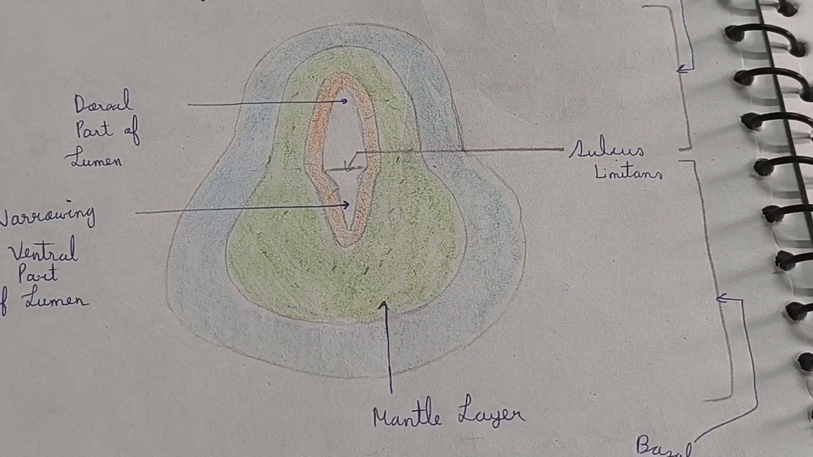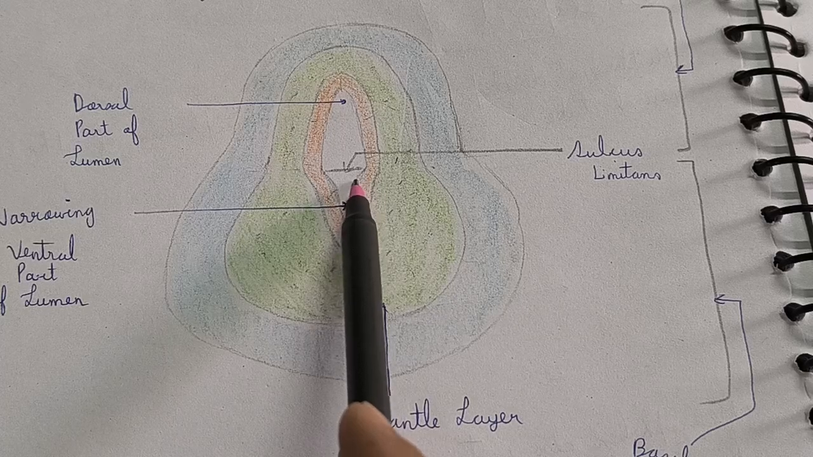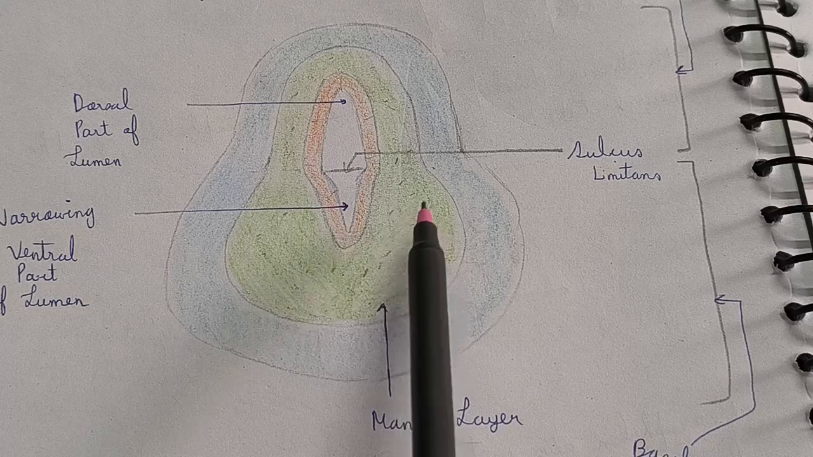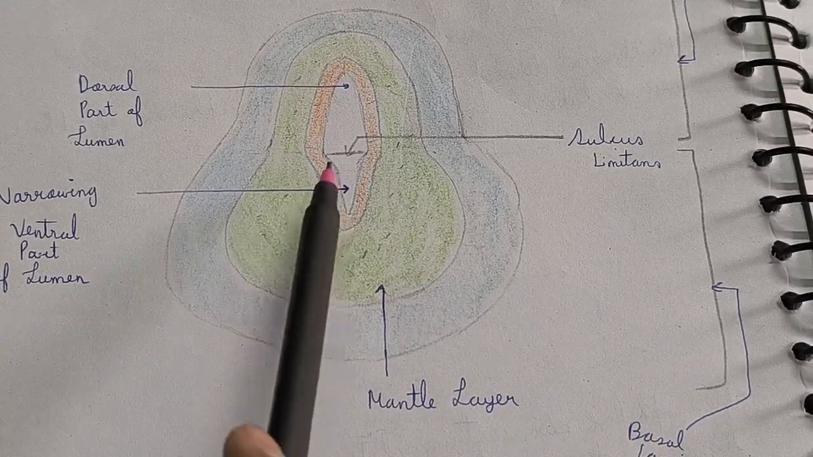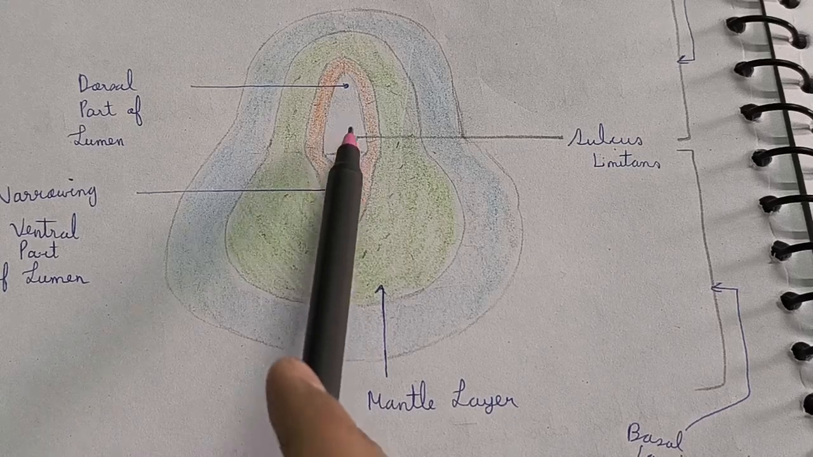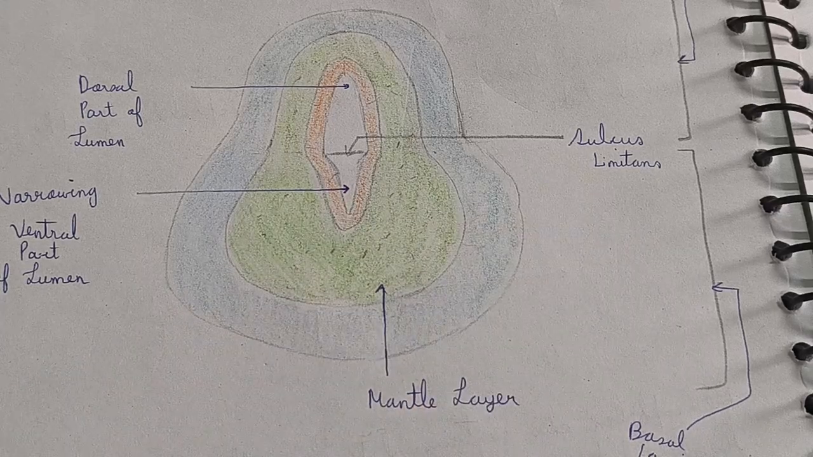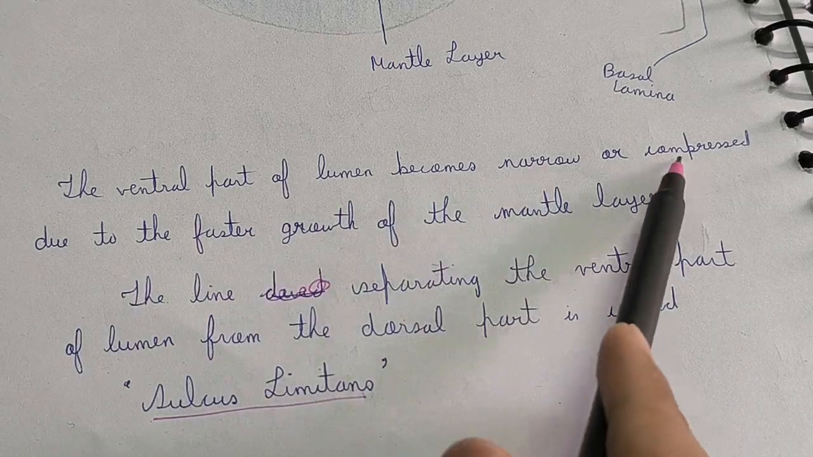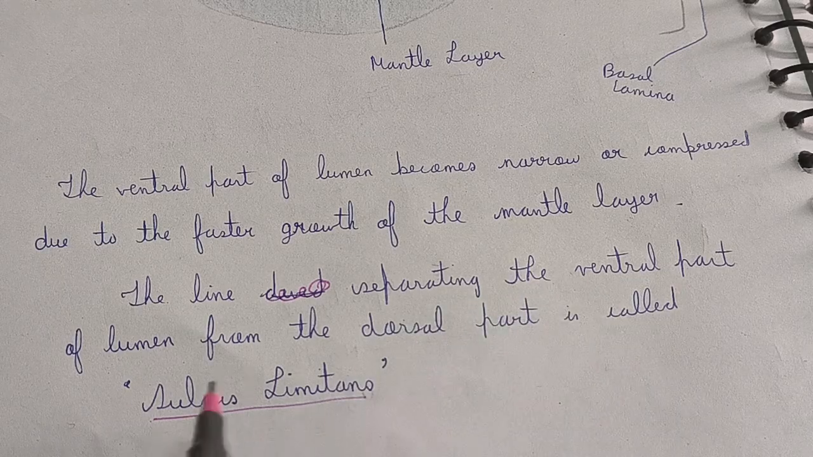Now seeing this diagram, the ventral part of the lumen has become compressed or narrowed. Why? As you already know, because of the faster growth of the mantle layer, the second layer of the lateral wall. There is a line separating the dorsal part of the lumen from the ventral part, and that is the sulcus limitans. So I have written that the ventral part of the lumen becomes narrow or compressed due to the faster growth of the mantle layer. The line separating the ventral part of the lumen from the dorsal part is called the sulcus limitans.